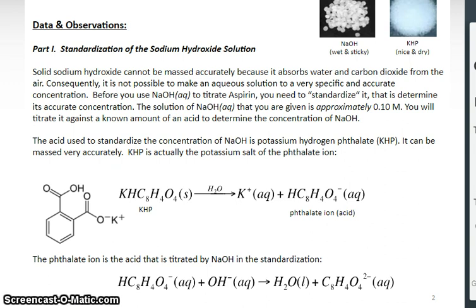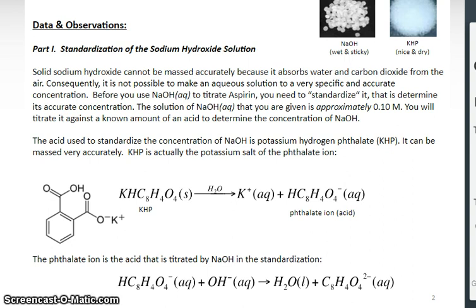Data observations. Part 1, standardization of sodium hydroxide solution with KHP. Solid sodium hydroxide cannot be massed accurately because it absorbs water and carbon dioxide from the air. Consequently, it is not possible to make an aqueous solution of a very specific and accurate concentration. Before you use sodium hydroxide to titrate aspirin, you need to standardize it, that is, determine its accurate concentration.